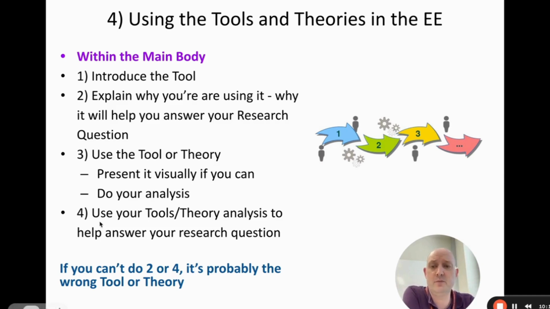And number 4, how does it help you answer your research questions? Everything you write in the extended essay is about answering the research questions. So if we can say, we've used the Ansoff matrix and this is going to help us answer our question, chances are it's a good tool to use. So if you can't do 2 or 4, you've either done it wrong or you need to look at other tools.